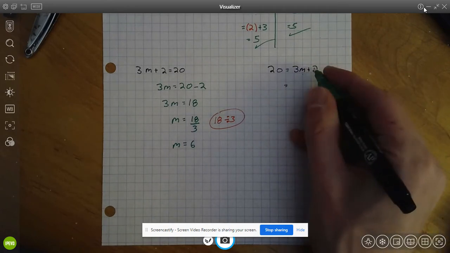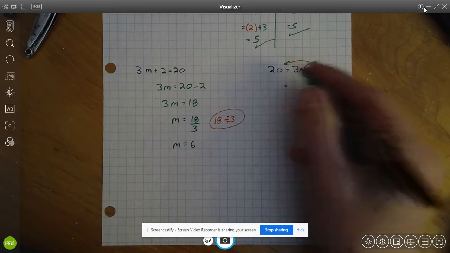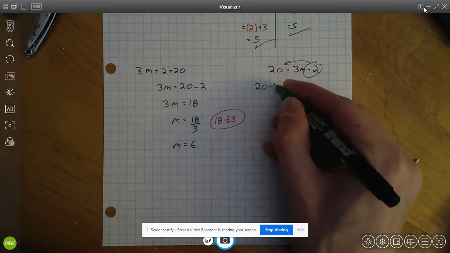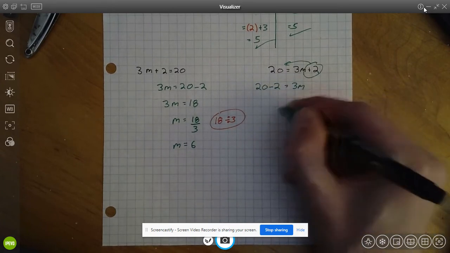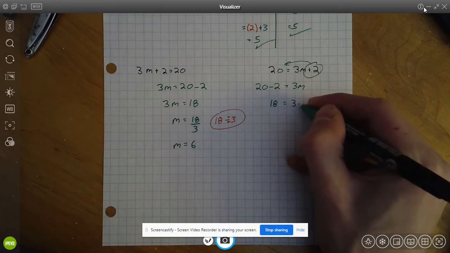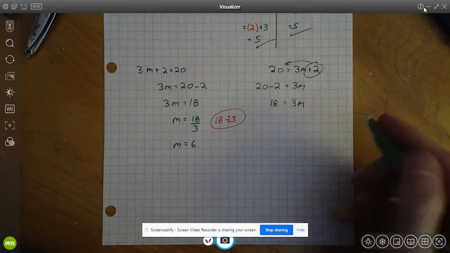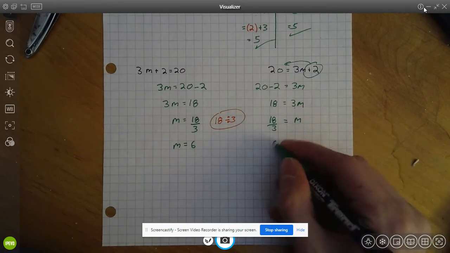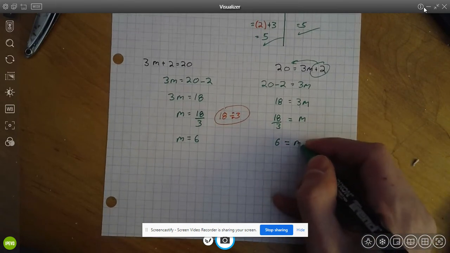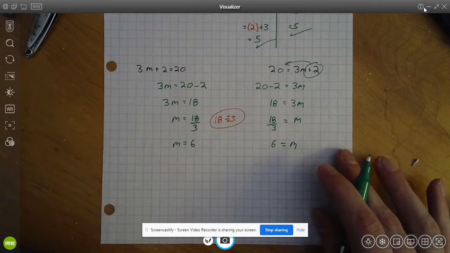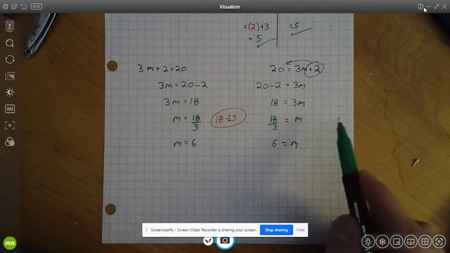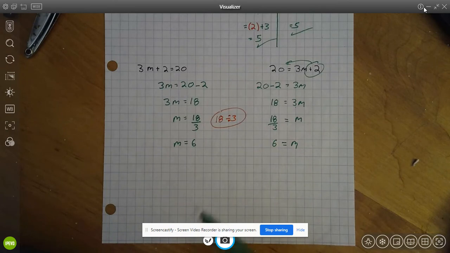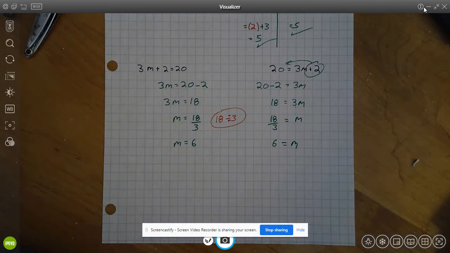So again, when I move the plus 2 to the other side across the equal sign, I've got to change it to a minus 2. I do the opposite. So I have 18 equals 3m. The opposite of multiplied by 3 is divide by 3. So I have 18 divided by 3 equals m. So 6 equals m. So don't get intimidated or put off if m is on the right side. We should be very comfortable solving for variables on either side of the equal sign because it's just symmetric. There's nothing special about a left side or a right side.